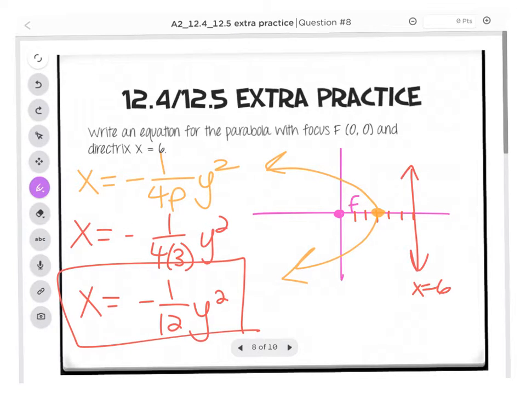Ian? Why was it negative 1/4p? Because it points left. So if it points right, it's positive 1 over 4p. If it points left, it's negative. Lauren? How do you know to go right? Oh, because it's positive. Good?